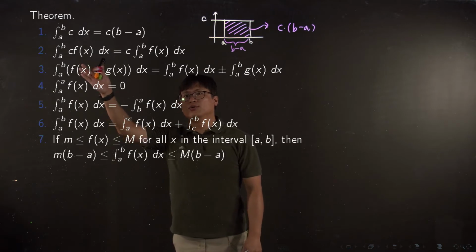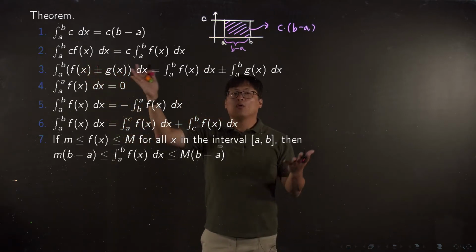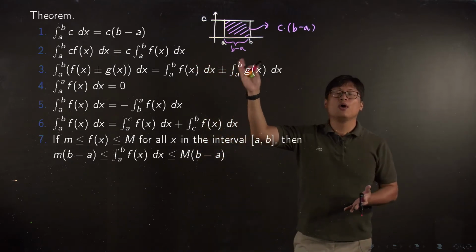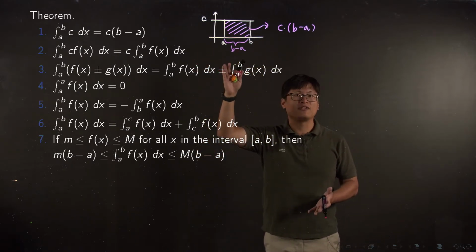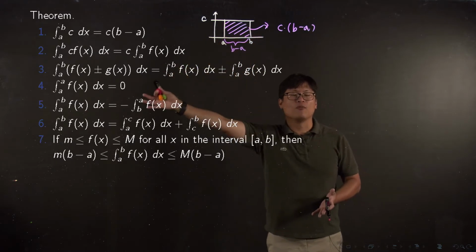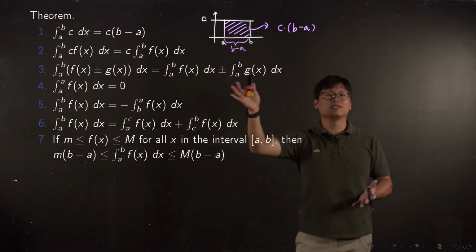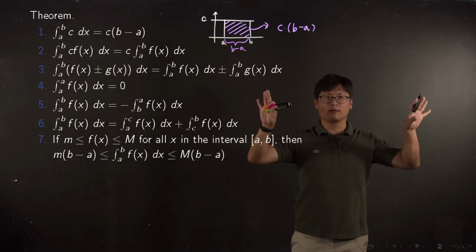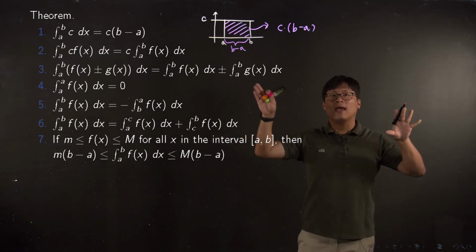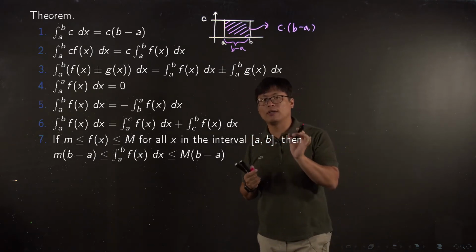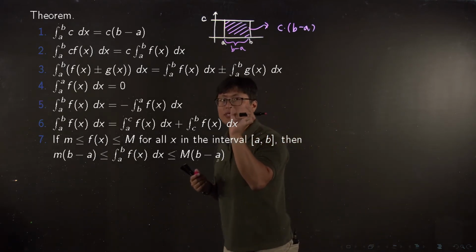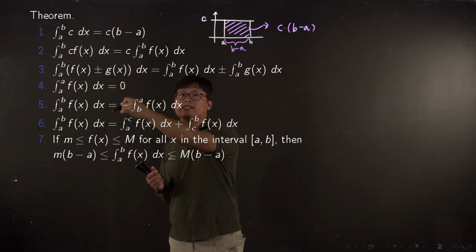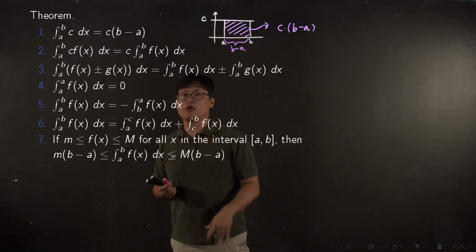Number 2 and 3, we say, is the linear property. We already discussed this one before. Whenever you have a constant coefficient, it can be written in front of your integral, and whenever you have functions that are added or subtracted, you can separate them into two separate integrals with the same interval. Number 4 is obvious. As we talked about, if you do not have a base, you do not have any area, which means your lower limit equals your upper limit, and the integral value equals 0.